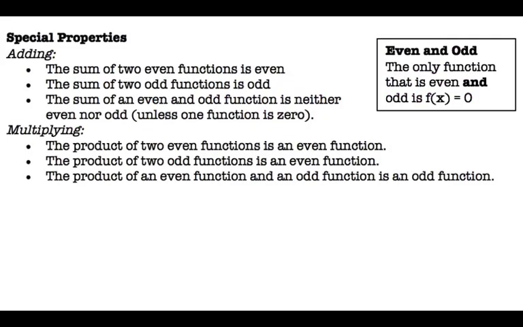Alright, so special properties. The sum of two even functions is even. The sum of two odd functions is odd. The sum of an even and odd function is neither even nor odd.